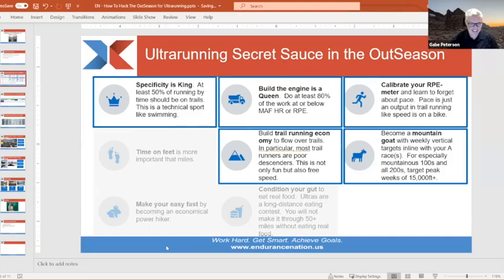It sounds disgusting, eating a cheeseburger in a 200-mile race, but there's nothing more delicious than a cheeseburger in a 200-mile race, or a hot dog. Some people even eat hot dogs out here. Yeah. If you can take down 3 hot dogs in an ultra, you get a prize.